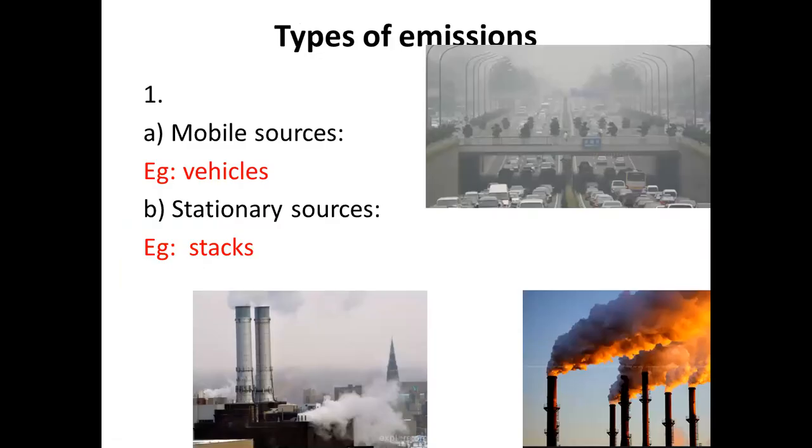Okay, types of emissions. Let's see. We can categorize emission type into mobile sources or stationary sources. Vehicles are the mobile sources of air pollutants. Stacks and chimneys are stationary sources of air pollutants.